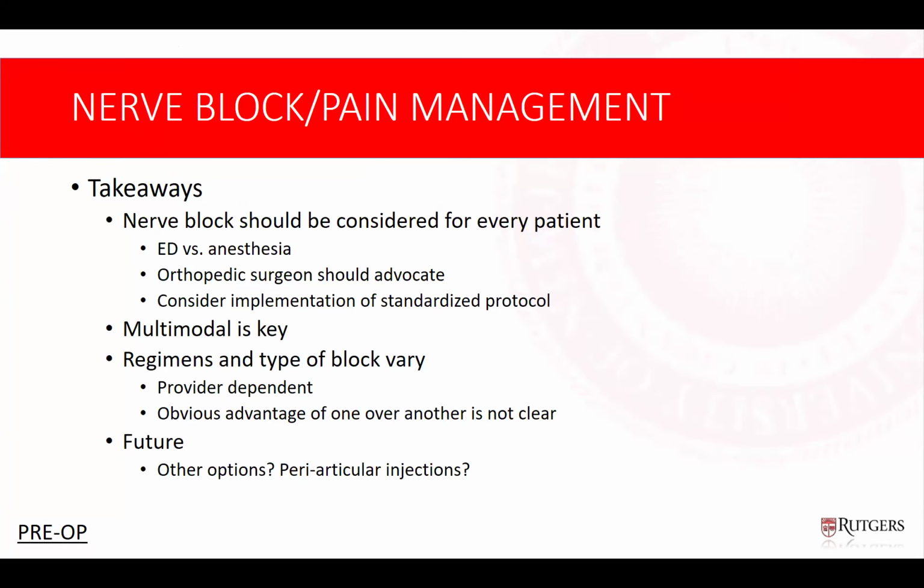So main takeaways, I think this is a really important part of treatment of hip fractures. Nerve blocks need to be considered for every patient. Several studies show that the emergency department can perform the blocks versus anesthesia. Here we generally have anesthesia perform the blocks just because they're more familiar with it. And that's just kind of how we've set up our pathway.